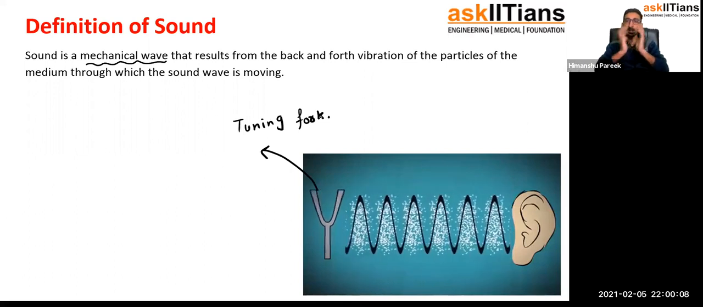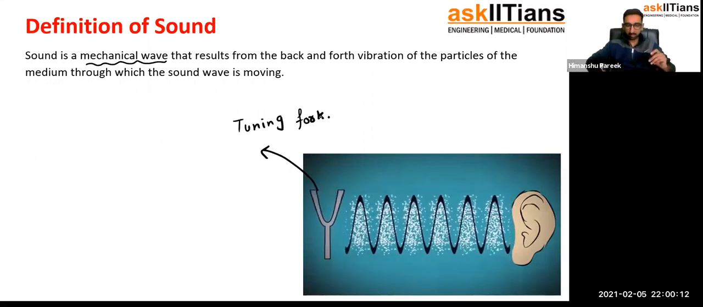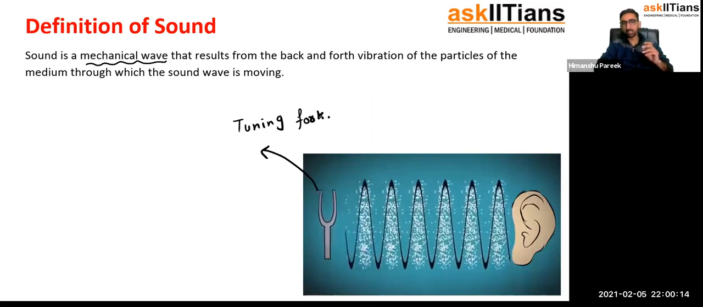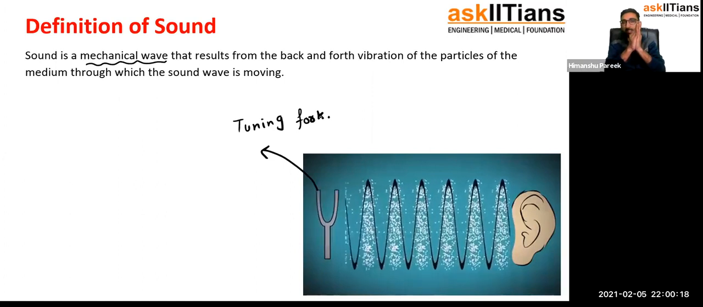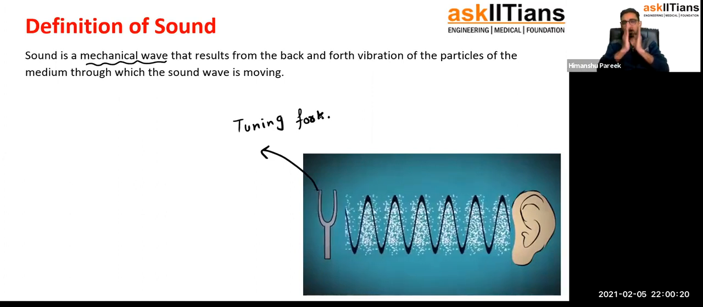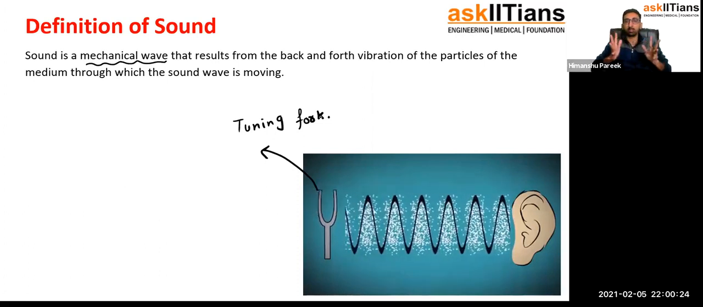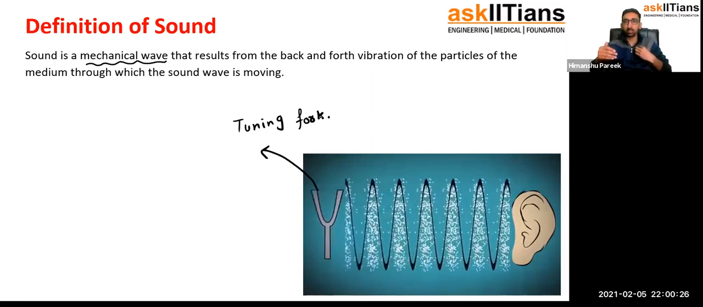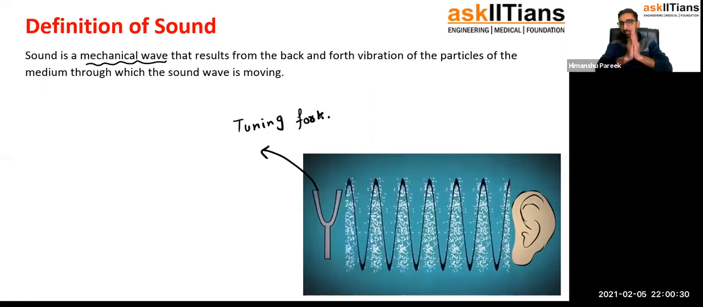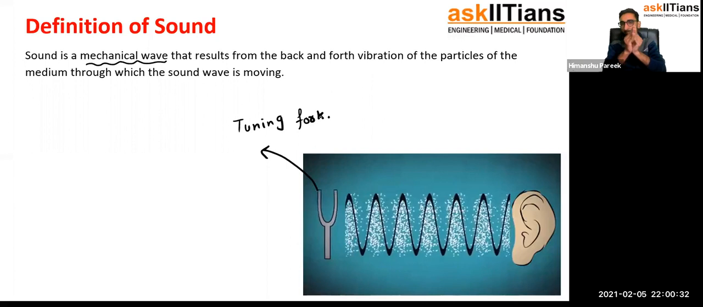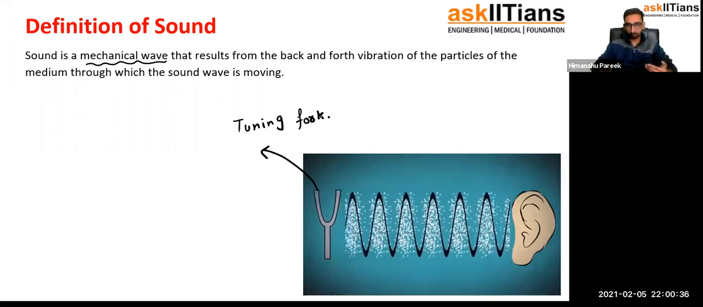It will start vibrating. Its prongs will start vibrating. Though it's made of metal, so you won't be able to see whether these prongs are vibrating or not. But the vibrations are happening there, and that's why it is producing a very sharp sound of a certain frequency. And that frequency is mentioned over every tuning fork. So you can see here this tuning fork is vibrating. Now when this tuning fork is vibrating, what does it do basically?